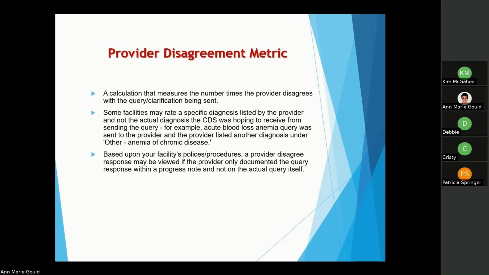And the disagreement metric, this is a calculation that measures the number of times the provider disagrees with the clarification. Some facilities may rate a specific diagnosis listed by the provider and not the actual diagnosis the CDS was hoping to receive from sending the query. Again, the acute blood loss anemia query was sent to the provider, but then he wrote anemia of chronic disease. So it could be listed as a disagree or it could be listed as an agree. So that's why I'm saying you've got to really know what your query policy is and what it states when it comes to measuring your query responses.